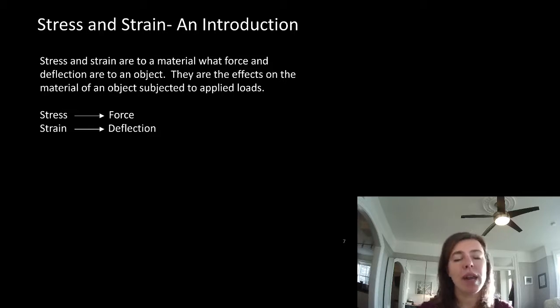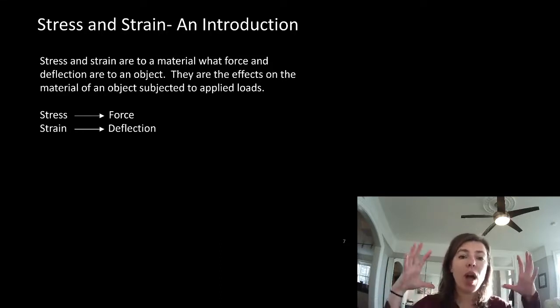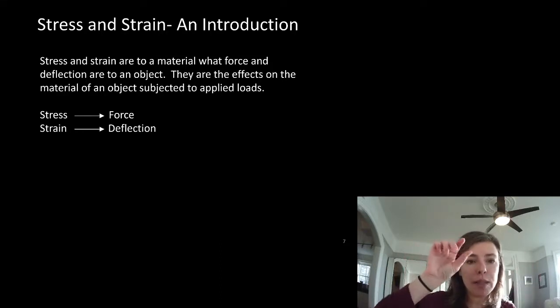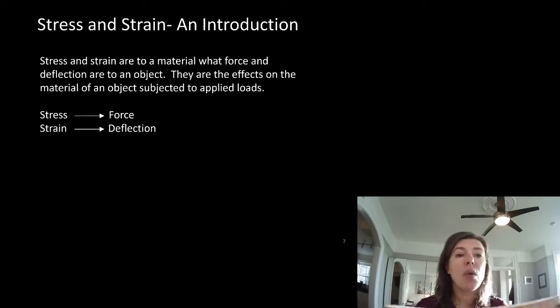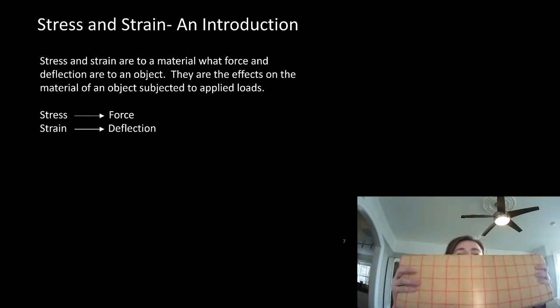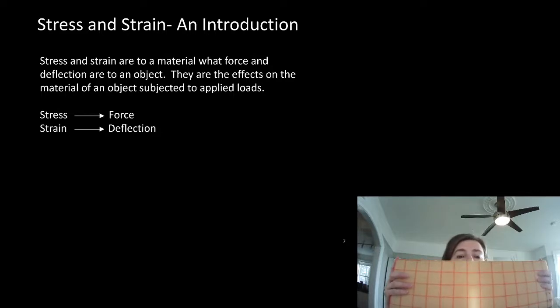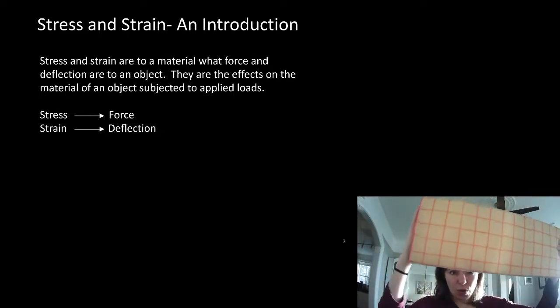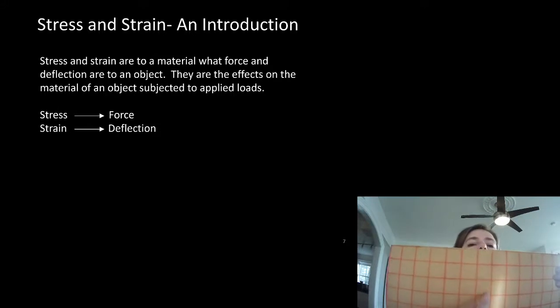So stress and strain are to a material what force and deflection are to the object. They are the effects on the material of an object subjected to applied loads. So stress is similar to force, and strain is similar to deflection. But instead of talking about the object, we're talking about a small little piece of the material. So if we were talking about compression on this foam block, instead of talking about the axial load on it, we're talking about what happens over one of these little squares.